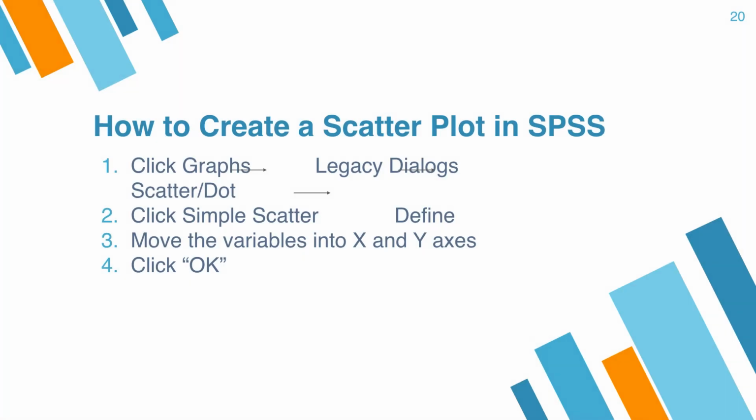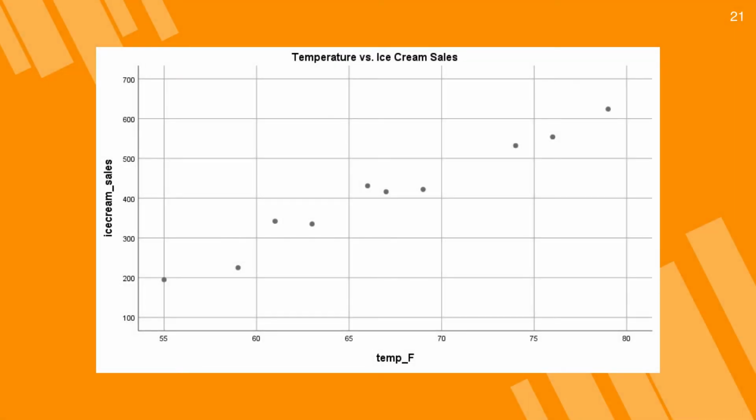And then to create a scatter plot in SPSS, you click Graphs, then head all the way down to Legacy Dialogs. Then click Scatter or Dot. Once you get there, you click Simple Scatter, and then you define your X and Y. You move the variables onto the X and Y axes, and then click OK. Then it'll turn up with something similar to this. As we can see, all of our points are plotted on the graph. By looking at this, we can guess that there is a strong positive correlation.